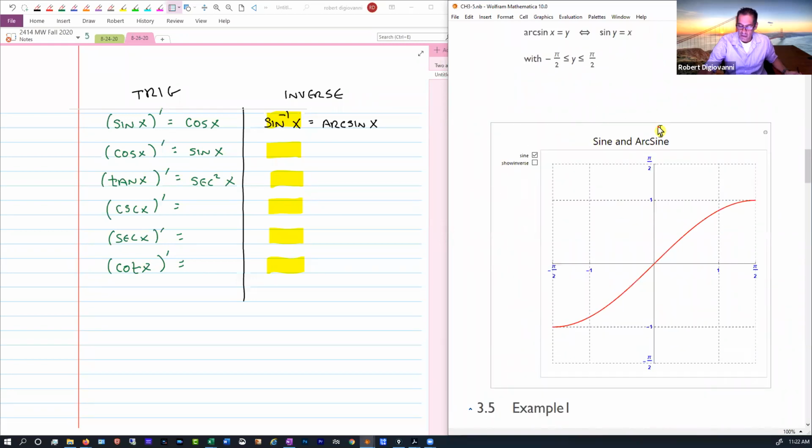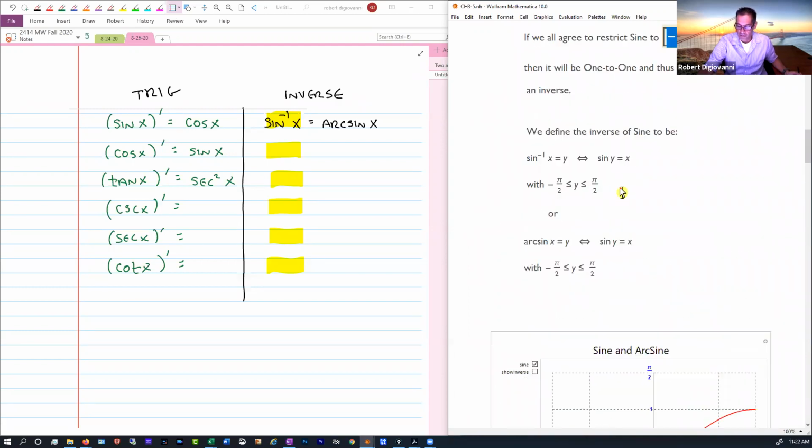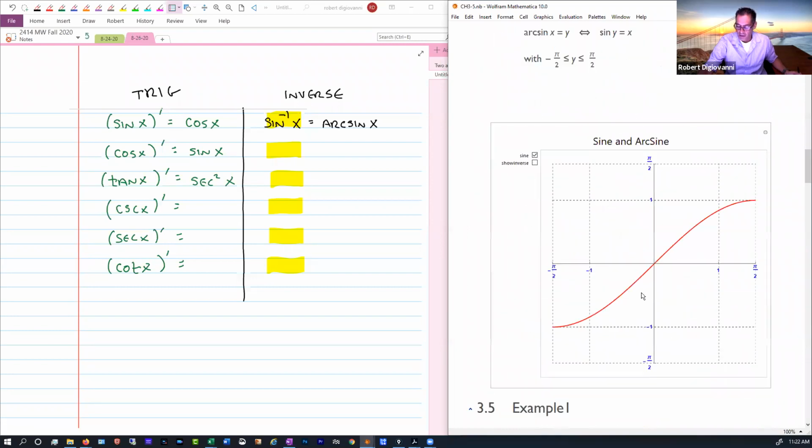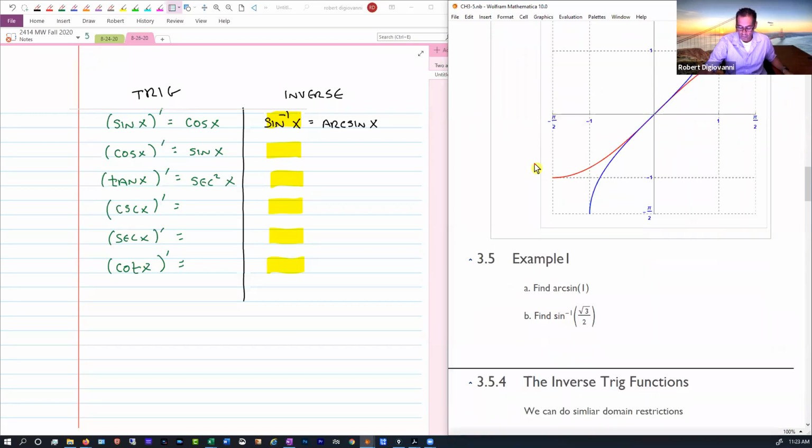Okay, and then we can graph that function, and here's the graph. Here's the graph of sine. This is that function right here, this blue one. That's it restricted. And then if we graph the inverse function, that's what the arcsine function looks like. Okay, we're not going to get into the details of the graphing. Just want to have it there.